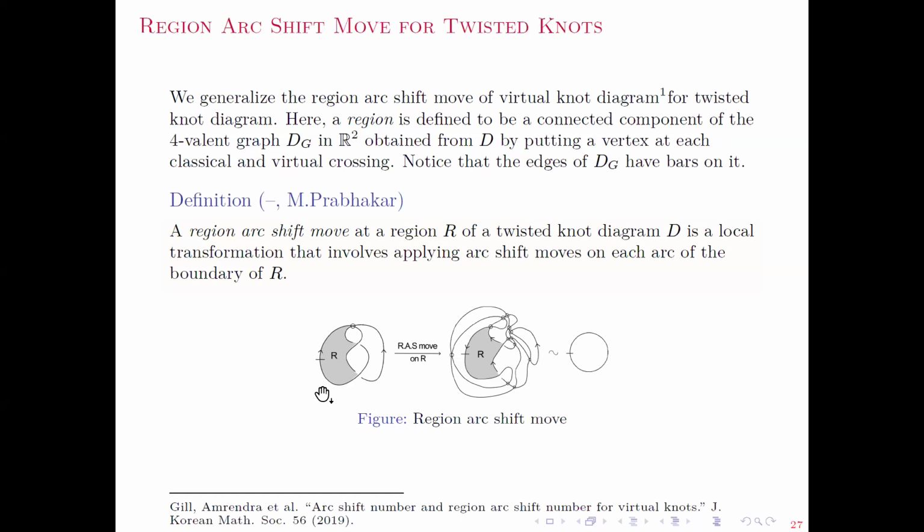Now, what is a region arc shift move? You take any region in your diagram and there are boundary arcs on the diagram. For every arc you apply the arc shift move. That is one region arc shift move. So in this figure, one arc shift move on this R region has been applied, and it is actually the trivial twisted diagram with one bar.